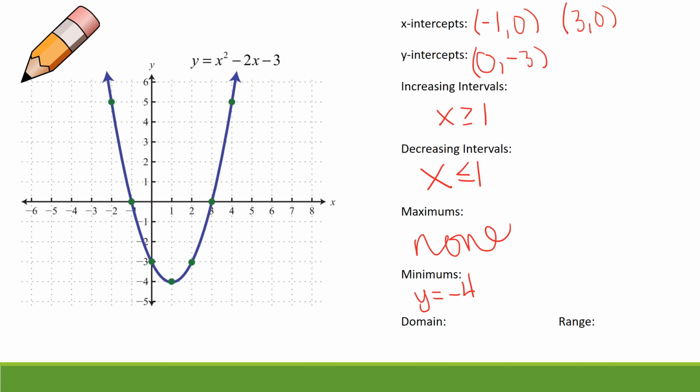Okay, domain and range. So on the whole graph, my x values are from -infinity to +infinity. It's covering all the numbers. So we write that as -infinity less than x less than infinity. And then my range is everywhere above that line at y is equal to -4. So my range is just going to be y is greater than or equal to, oops, sorry, -4.